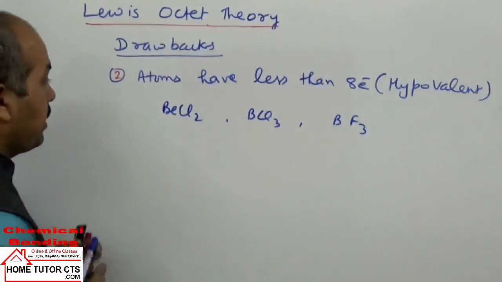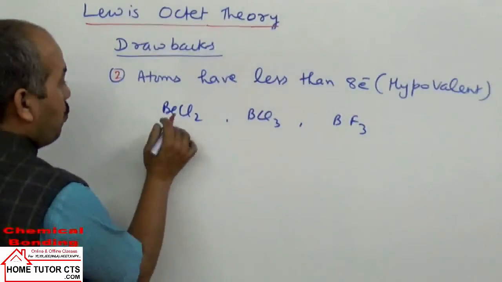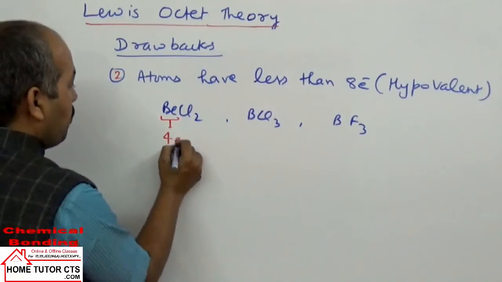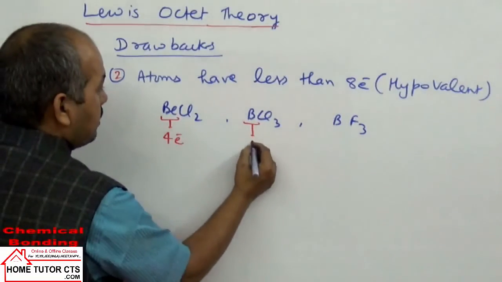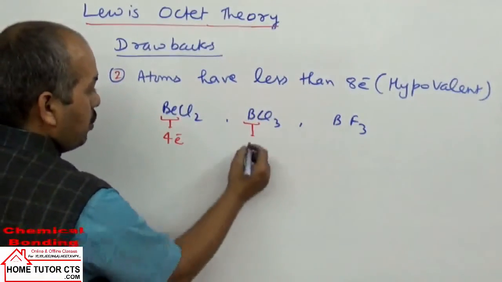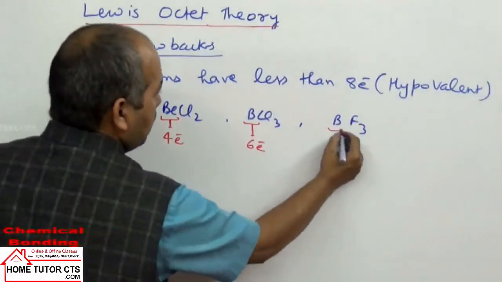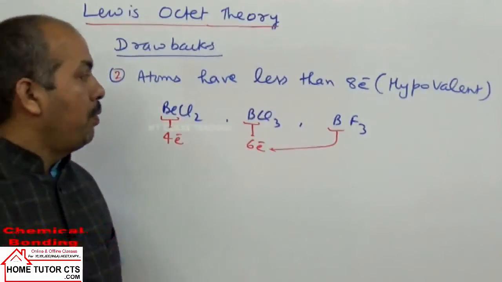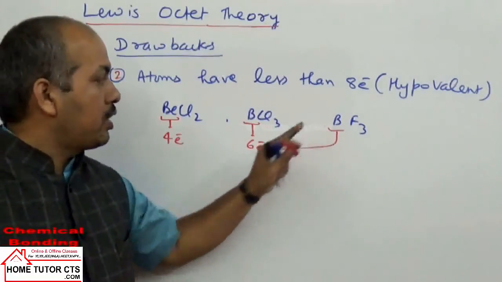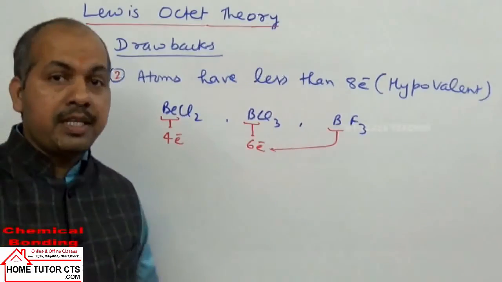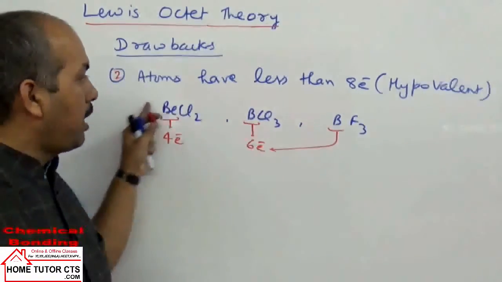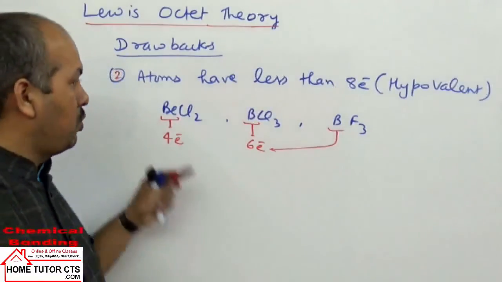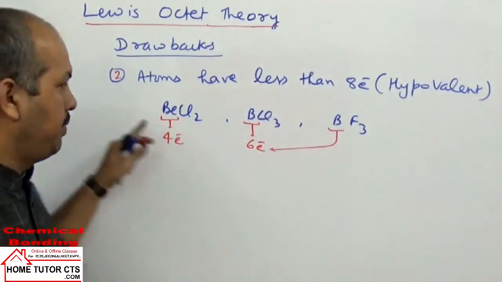In BeCl2, beryllium will have only 2 bonds, no non-bonding electrons, so beryllium will have 4 electrons. Boron will have 6 electrons because of 3 covalent bonds. Again, in BCl3 or BF3 molecules, boron has 6 electrons, and in BeCl2 beryllium has 4 electrons. These are cases where the central atom has less than 8 electrons. We call them hypovalent species.